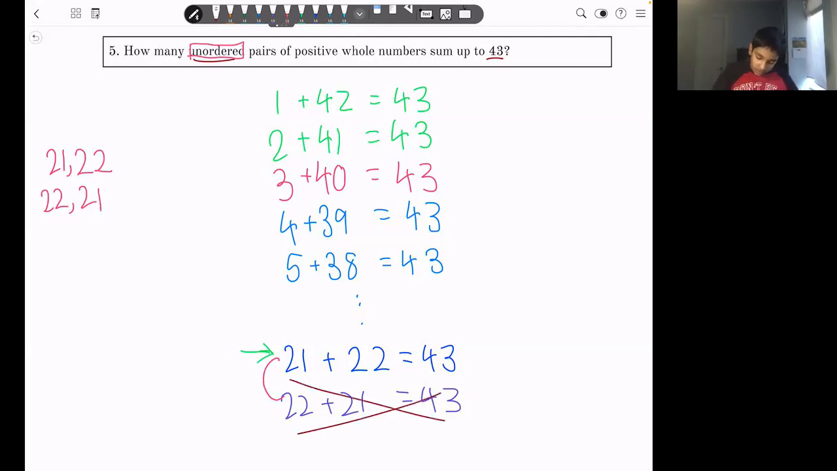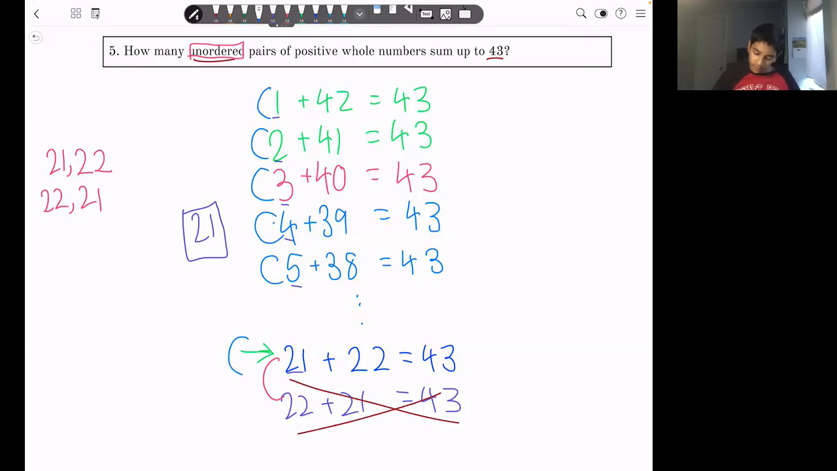So this doesn't work. At most we can only have 1, 2, 3, 4, 5, all the way till 21. Only 21 at max. So 21 is the answer. And the reason for this is we can have 1 and 42, 2 and 41, 3 and 40, 4 and 39, 5 and 38, till 21 and 22.